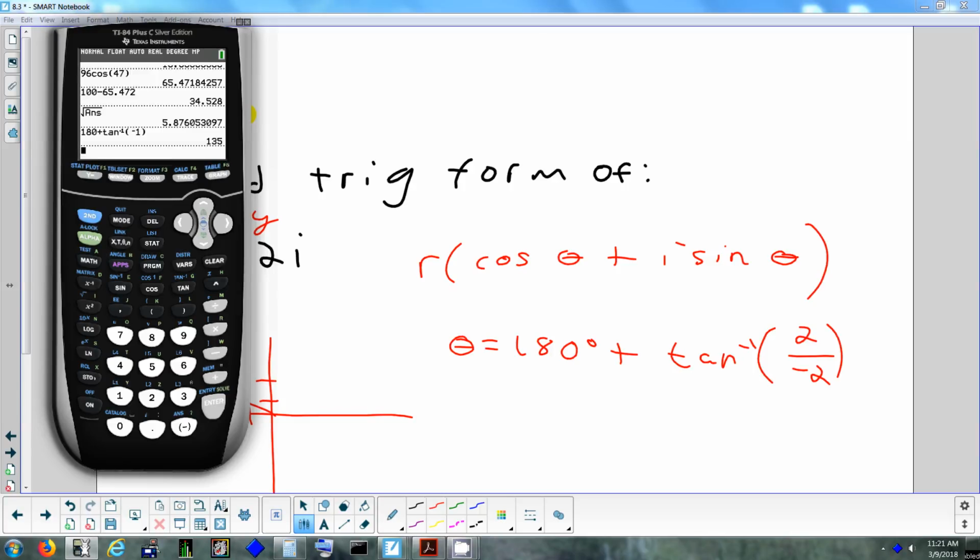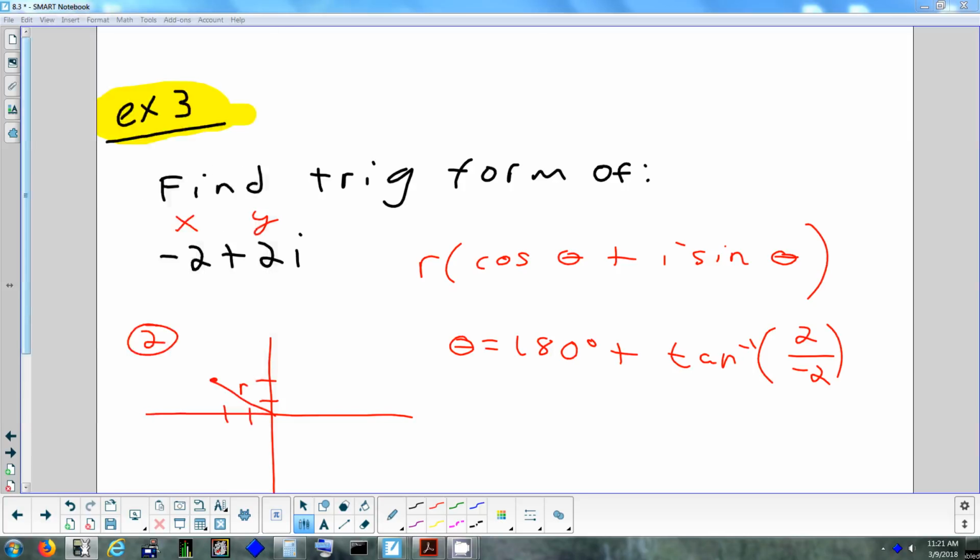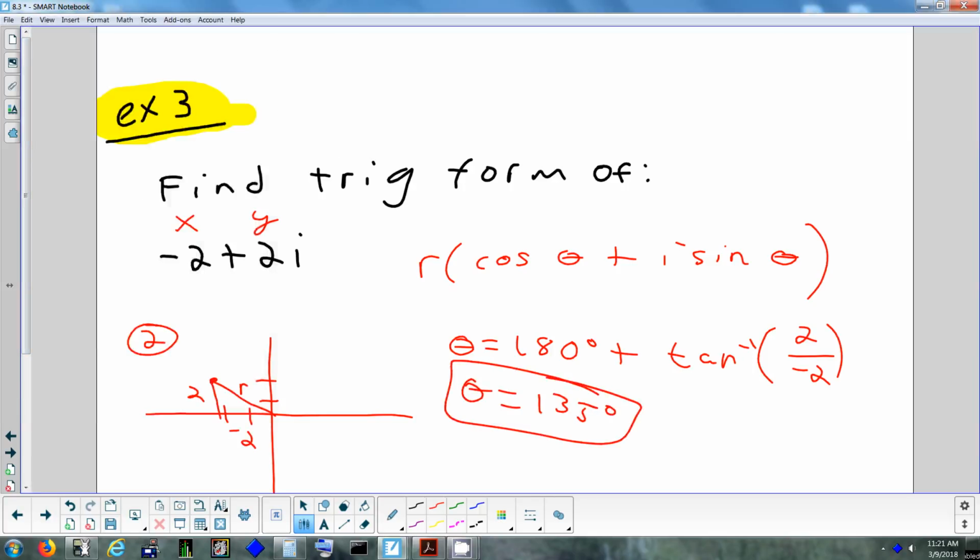Is 135 in the second quadrant? Yeah, the second quadrant is between 90 and 180. In fact, 135 is exactly halfway. And it should be, because this really is an isosceles triangle. You don't need to know that, but it is. Okay, so theta is 135. That's one of the 2 things we need. Okay, so we're going to fill that in for theta.